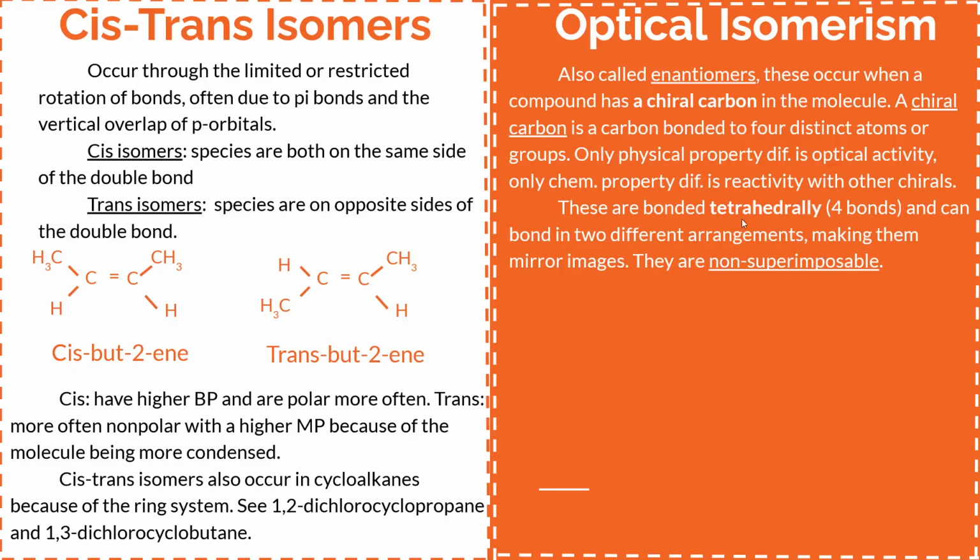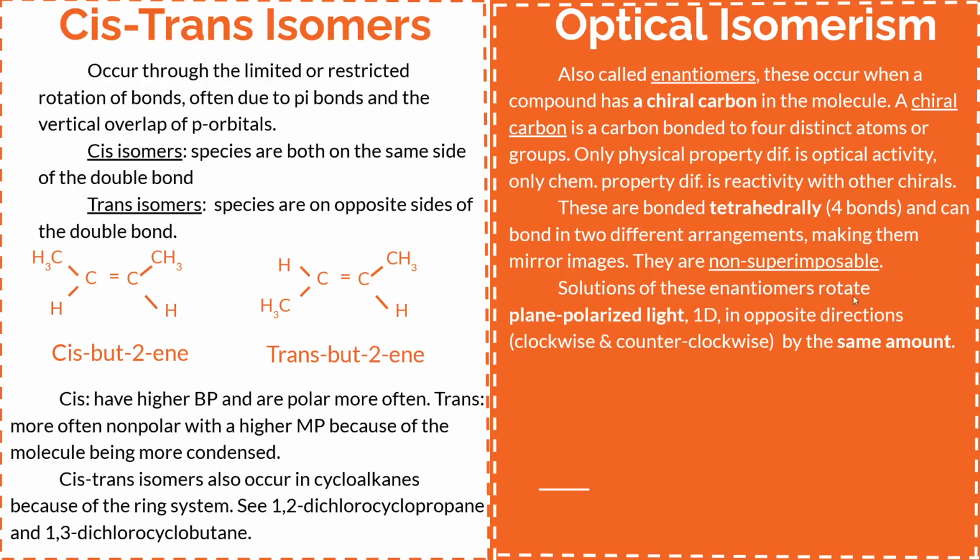Now, these are bonded tetrahedrally, with 4 bonds to 4 distinct atoms or groups, and they can bond in 2 different arrangements, making them mirror images. This means they are non-superimposable, so no matter how much you rotate the isomers, they will never be each other until you break bonds and reform.